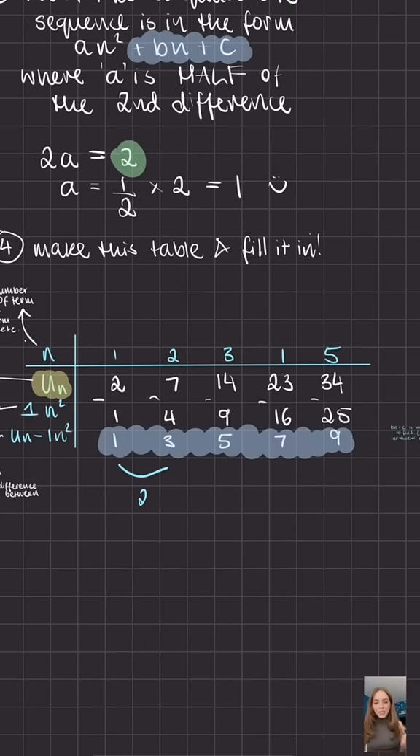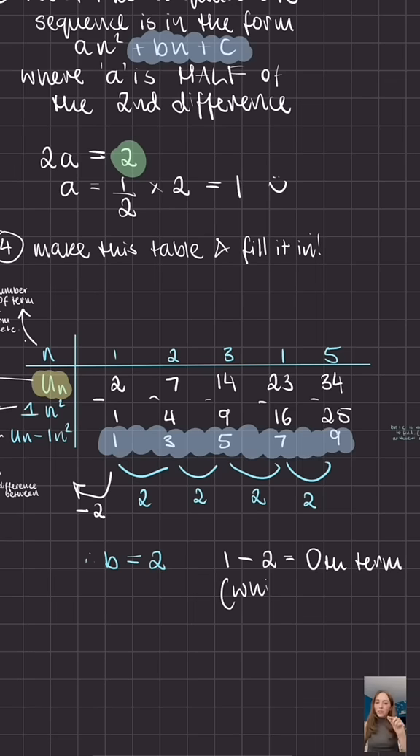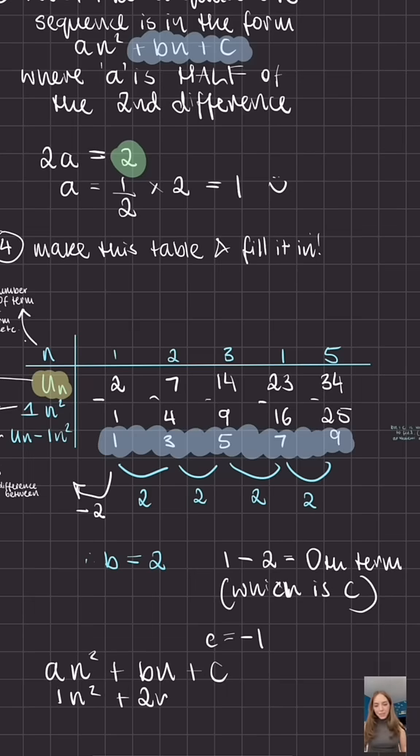Like finding a regular arithmetic sequence, we find the difference in between, which in this case is 2, and we find the zeroth term by taking 2 away from our first term, which is 1. So b is going to be 2 and c is going to be minus 1. Bringing it all together, we found a, we found b, we found c. So our final quadratic sequence is 1n squared plus 2n minus 1.